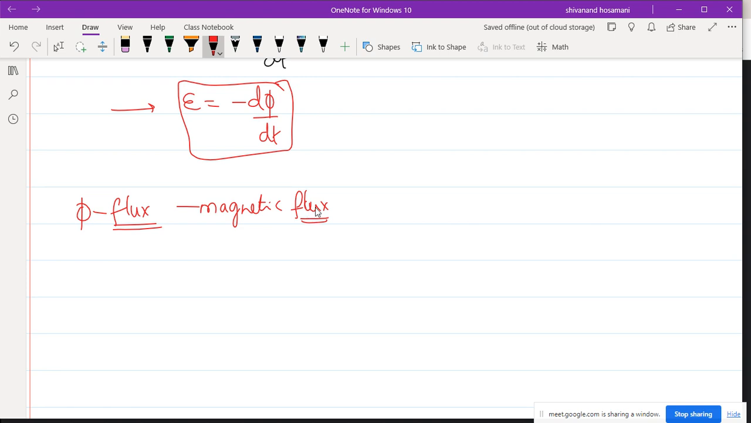What do you mean by this magnetic flux? Let us take a rectangular coil. Magnetic fields pass through this coil, like this.